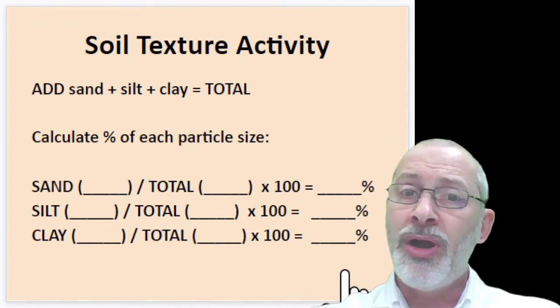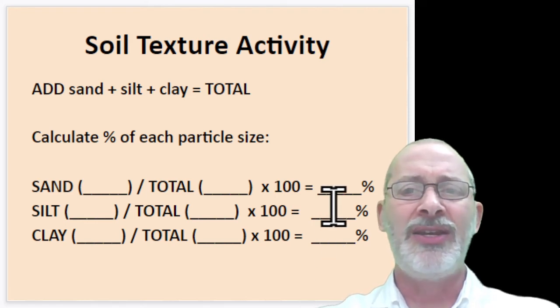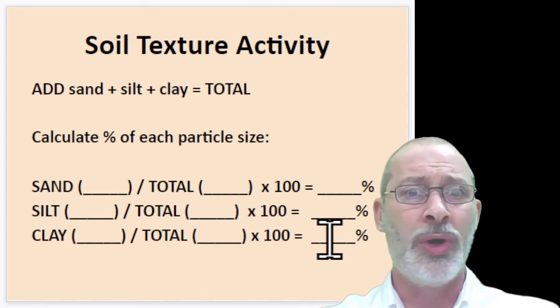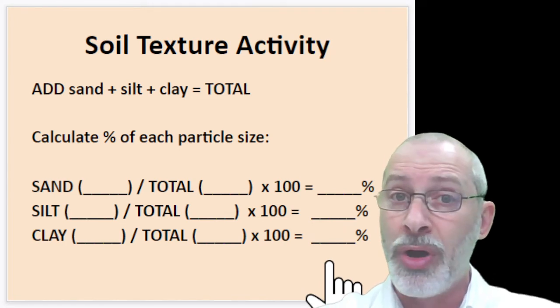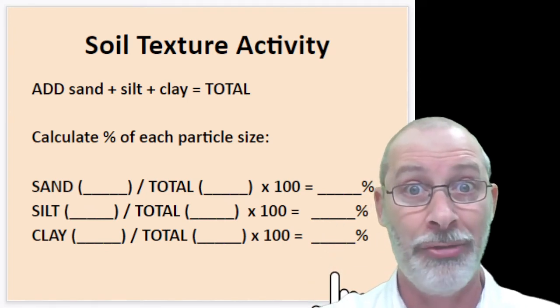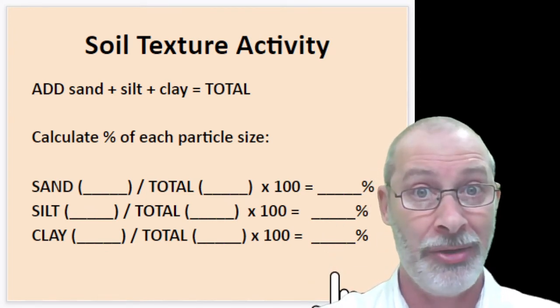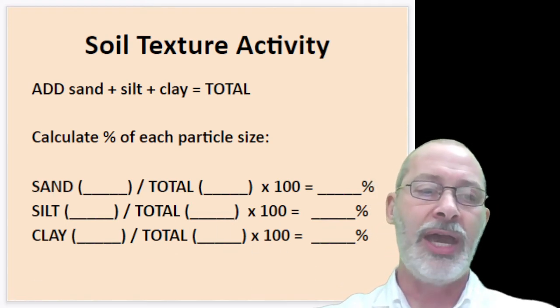So when we're doing our activity tomorrow, if you come up with, say, sand is 100%, silt is 120%, and clay is 150%, you know you did something wrong with the math because those three numbers don't add up to 100. They would add up to a lot more than 100. So watch your numbers tomorrow as we go through the activity.